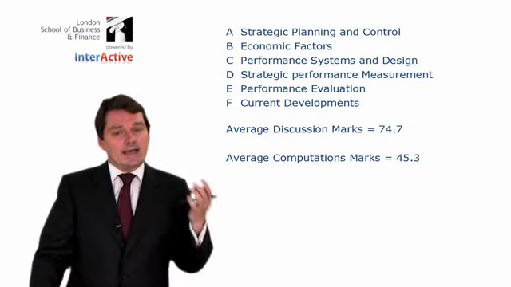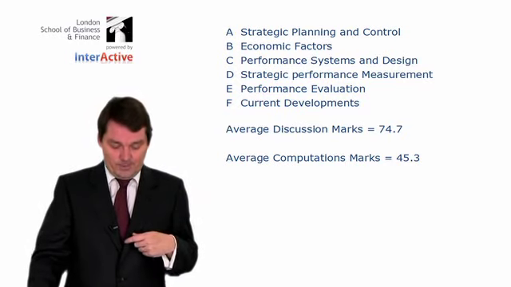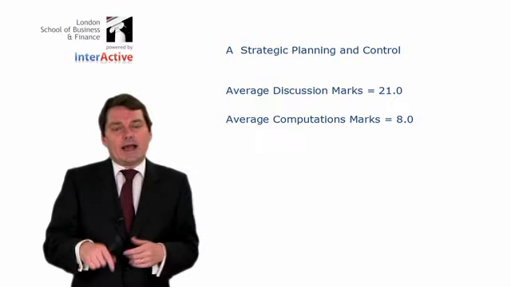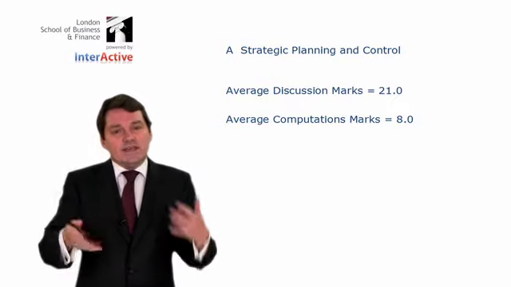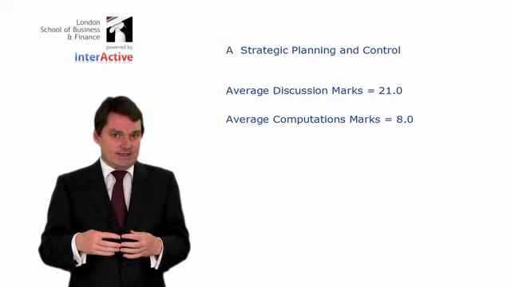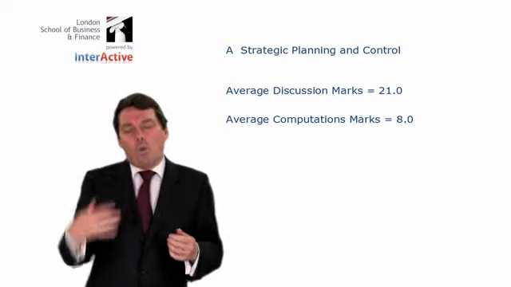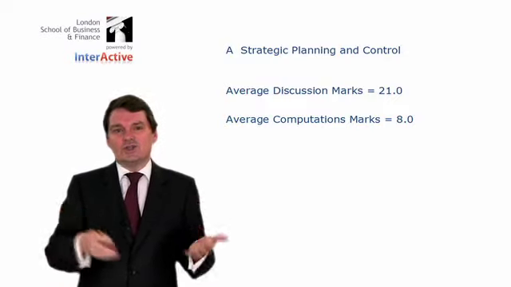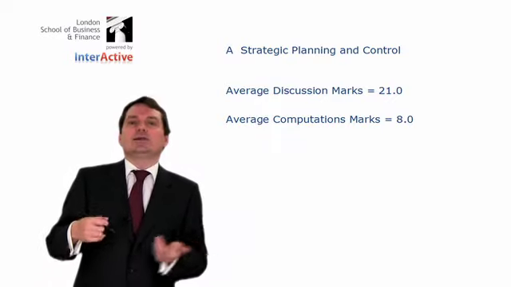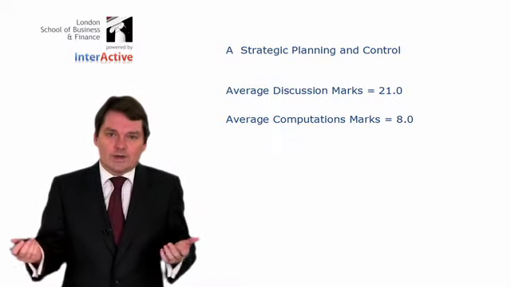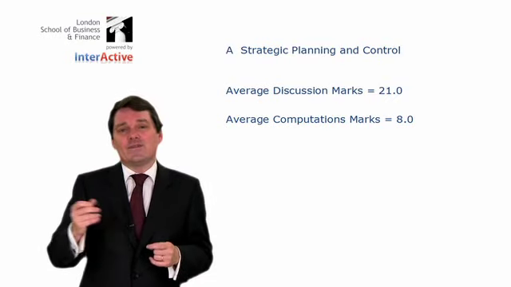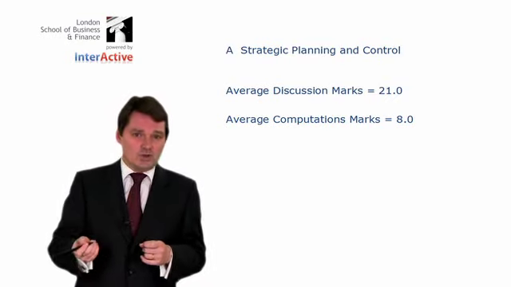Right, let's look at each of the areas in more detail. Strategic planning and control. This is very much linked in with the P3 business analysis exam, and it's thinking about what exactly we are trying to achieve. It's got things like corporate and business strategy in there. It talks about objectives of the organisation.